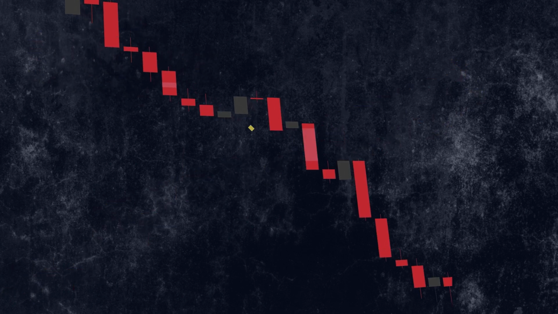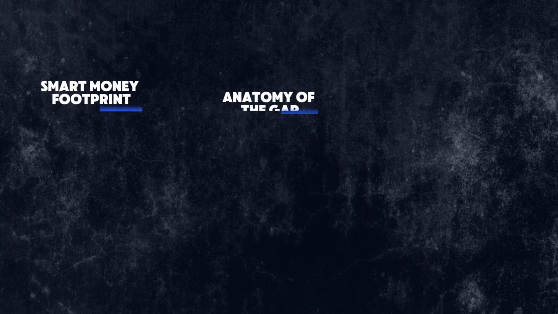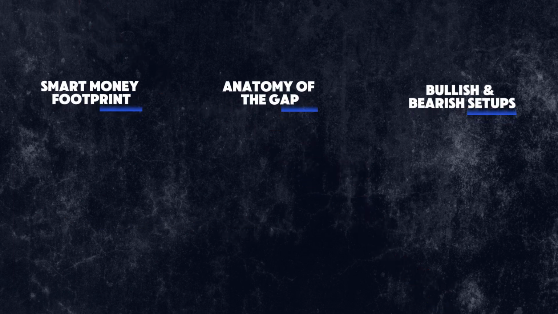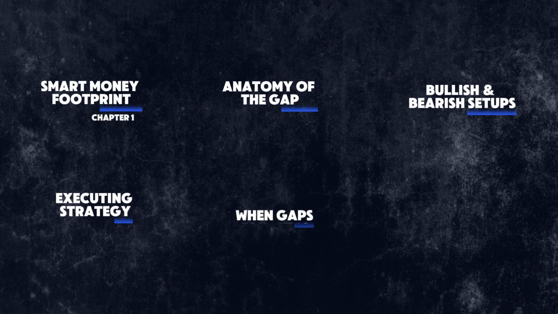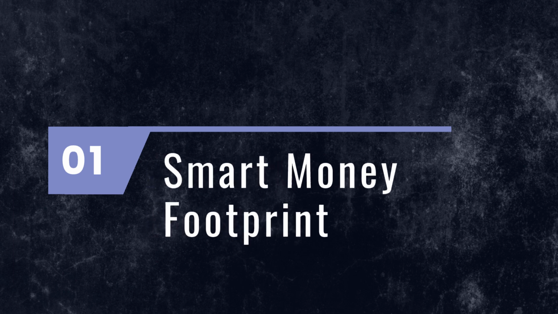Okay, here's our quick roadmap for this explainer. We're going to hit the smart money footprint, the anatomy of the gap, bullish and bearish setups, executing the strategy, what happens when gaps fail, and finally, we'll wrap up with a massive FVG data twist that you absolutely need to see.